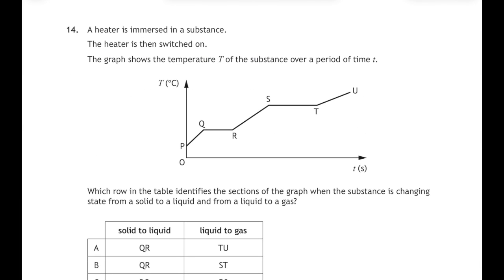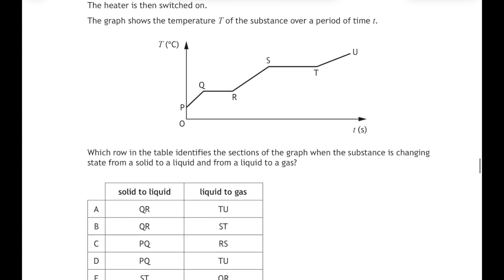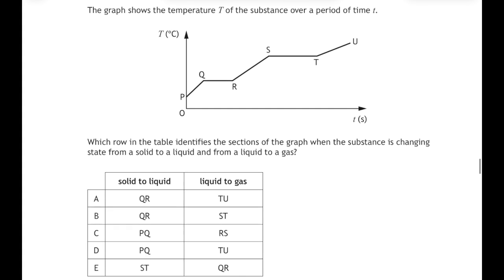A heater is immersed in a substance and the heater is then switched on, and the graph shows how the temperature of the substance varies over a period of time. We have to state which row in the table identifies the sections of the graph where the substance is changing from a solid to a liquid and from a liquid to a gas.